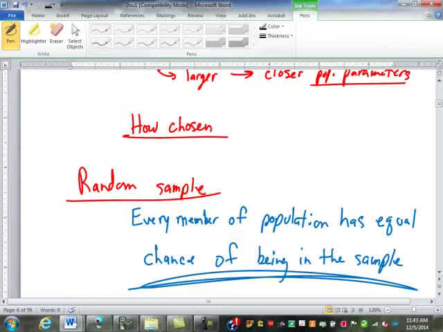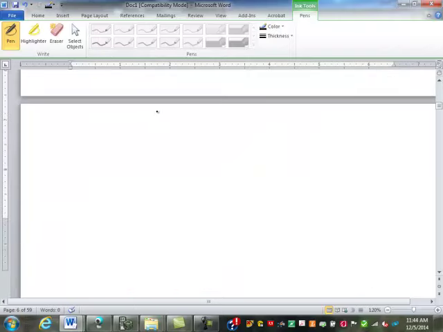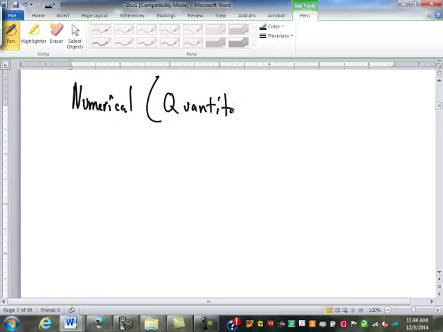So let's move on to now, once we have the sample and we start gathering data, what are we going to do with it? So I'm just going to put out a list of numbers here, and we're going to look at organizing those numbers. There's two types of data we're going to look at. There's numerical, sometimes called, the fancy word for it is quantitative. And then there is categorical. And its fancy word is qualitative.